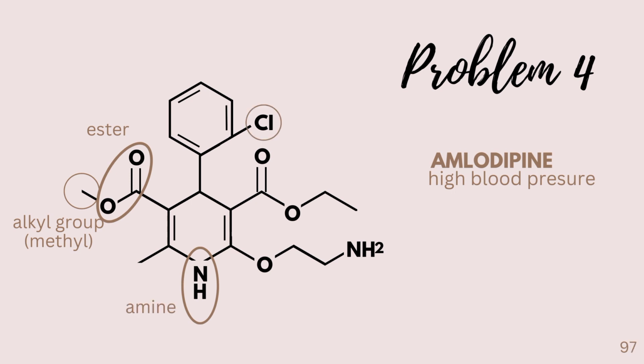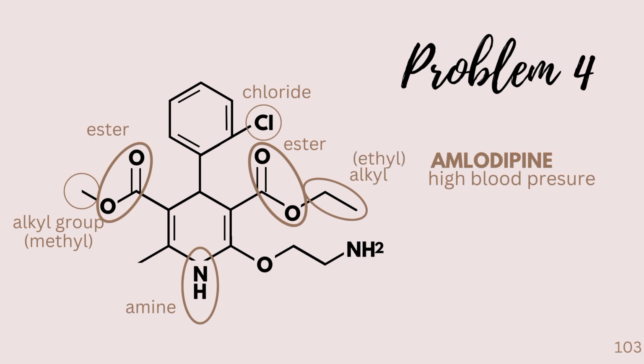We have a halide coming off the ring. This is specifically a chloride or a chloro group. Here is yet another ester. And here's another alkyl group. This is a 2-carbon group. It's called an ethyl group. We have this oxygen. There are no carbonyls next to it. This will be an ether.